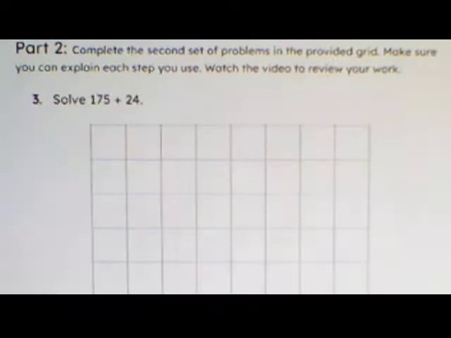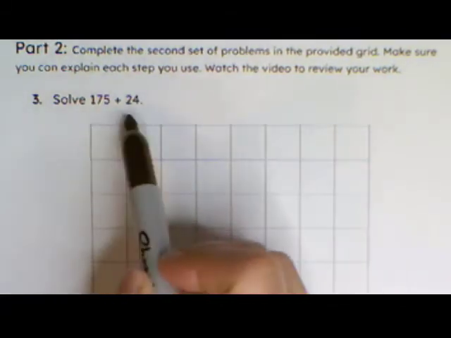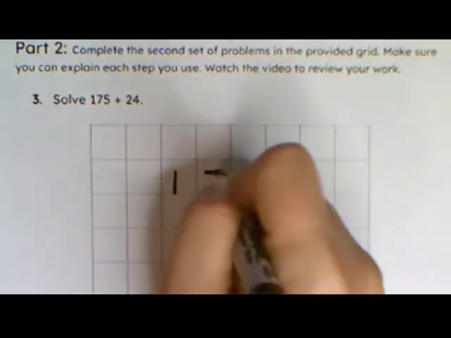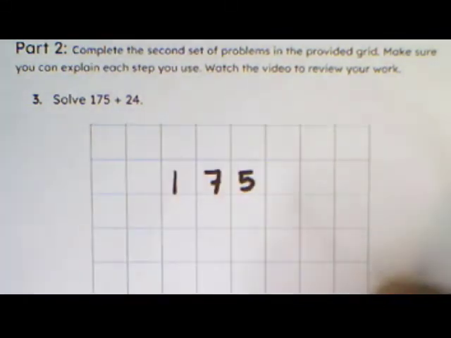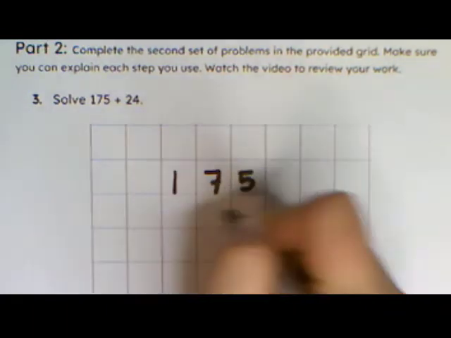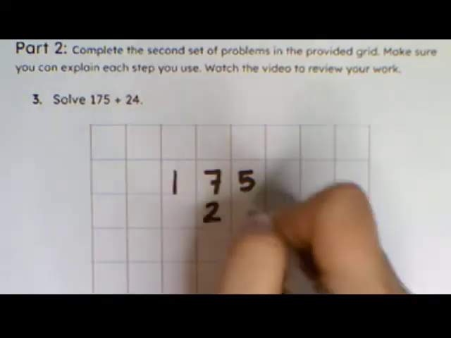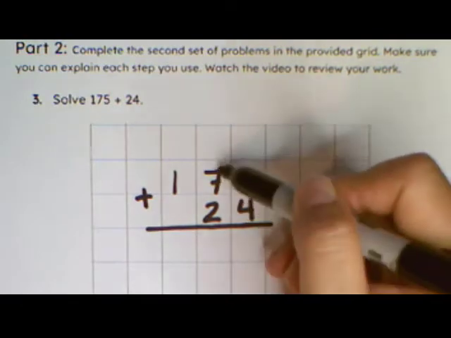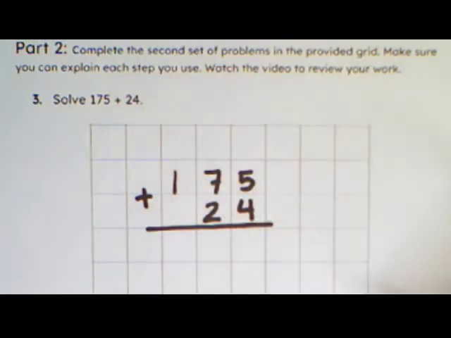Please pause your video and try problems 3 and 4. In part 2, problem number 3, we have 175 plus 24. Now, these two numbers haven't been written out for us. So first we're going to write them out, and we're going to make sure that when we do that, we keep things lined up appropriately. So I have 175, and I have 24.